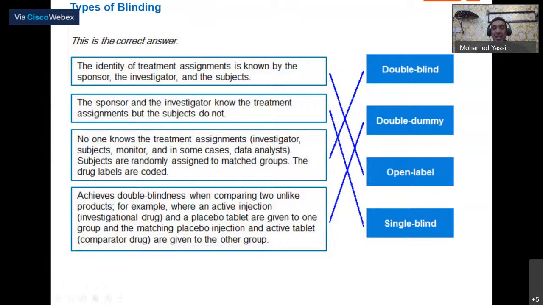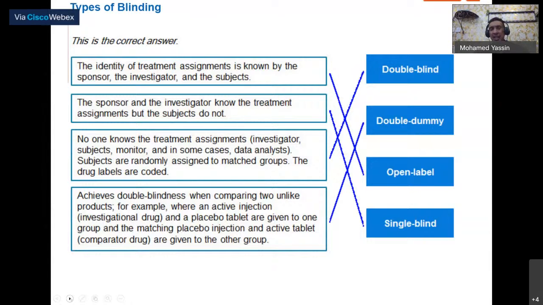When we talk about single blind, this means there is someone who is blinded to the treatment. The sponsor and the investigator know the treatment assignment, but the subject does not. This is single blind. And then we have definitions for what is double blind and what is double dummy. But we have different types of blinding in clinical trials.